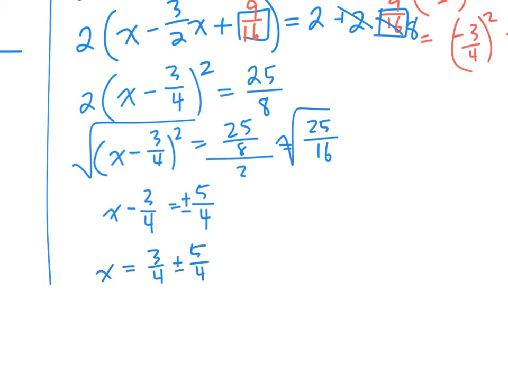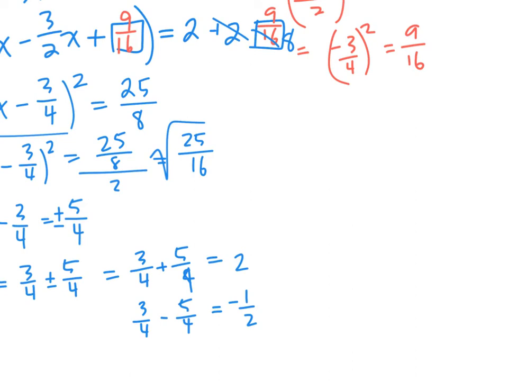Please don't leave it like that. Those are actually numbers you can simplify. There is no square root in there. You need to simplify them. So 3/4 plus 5/4, that's 8/4, so that's 2. 3/4 minus 5/4, that is -2/4, which is -1/2. Okay, so this is how you do it with completing the square. Very complicated.